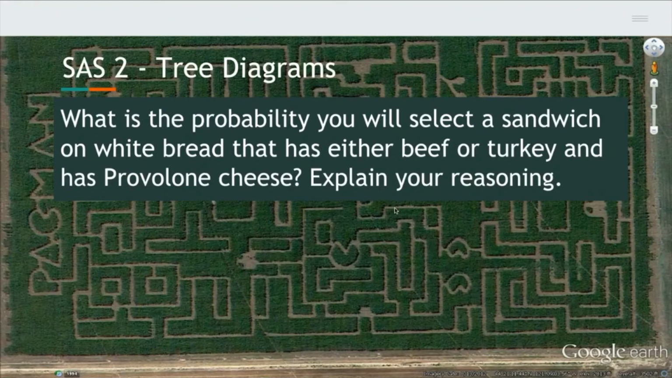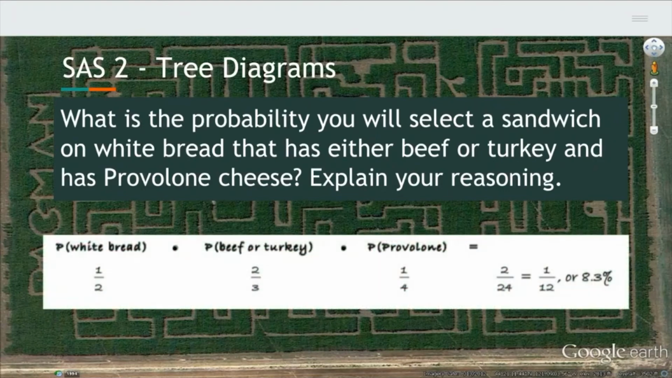What's the probability you'll select a sandwich on white bread that is either beef or turkey and has provolone cheese? In other words, we're going to select one that does not have the other selection, ham, and only provolone. So white bread, there's only one of the 2. There's white or wheat, so it's one of the 2. We chose white. Beef or turkey, not ham, is 2 of 3. And then provolone is 1 of the 4. So 1 times 2 times 1 is 2 out of 24, or we have 1 in 12, or 8.3%.